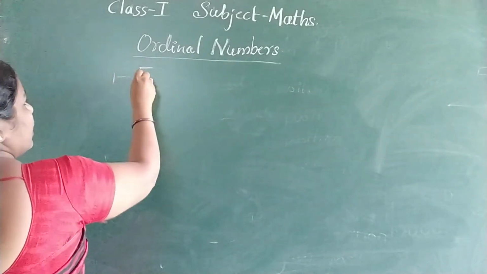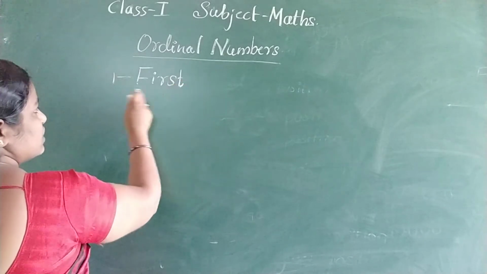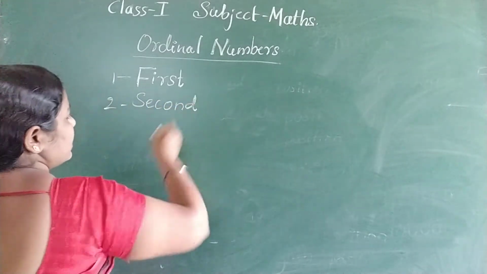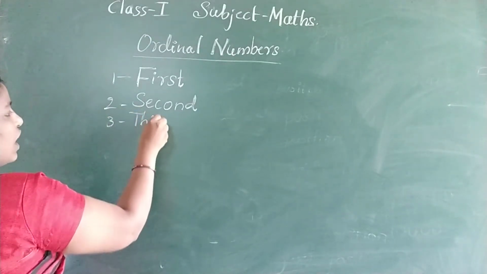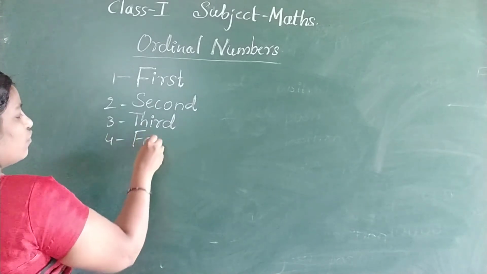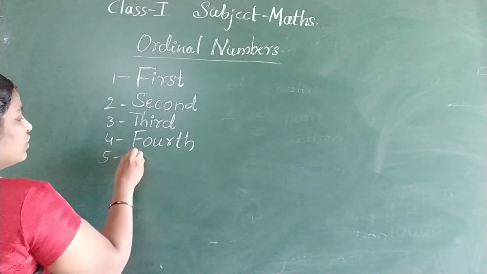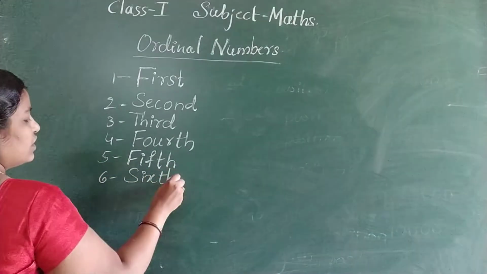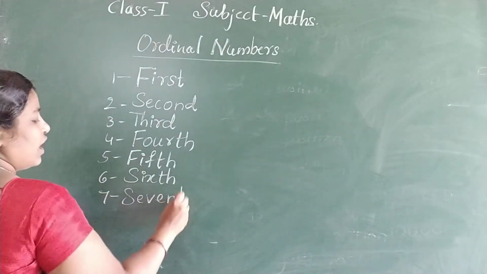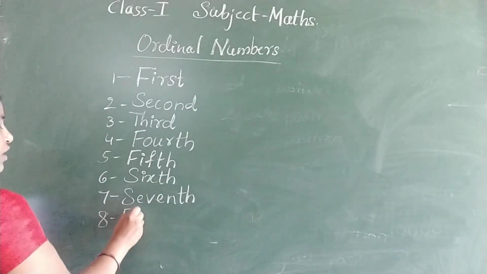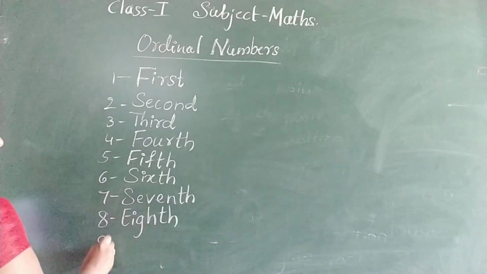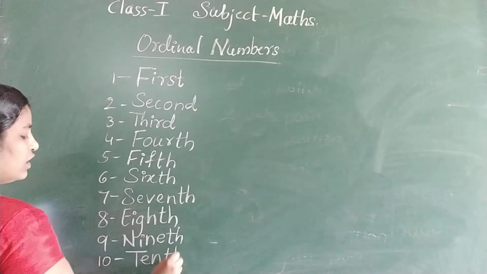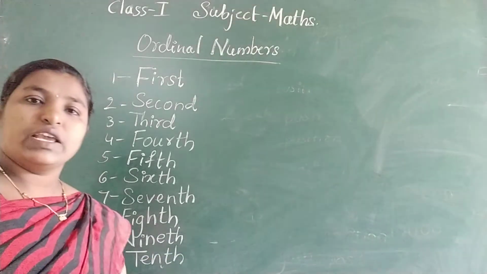So, F-I-R-S-T, first. This is the ordinal number for 1. So S-E-C-O-N-D, second. T-H-I-R-D, third. Fourth, F-O-U-R-T-H, fourth. F-I-F-T-H, fifth. S-I-X-T-H, sixth. S-E-V-E-N-T-H, seventh. E-I-G-H-T-H, eighth. N-I-N-T-H, ninth. T-E-N-T-H, 10th.